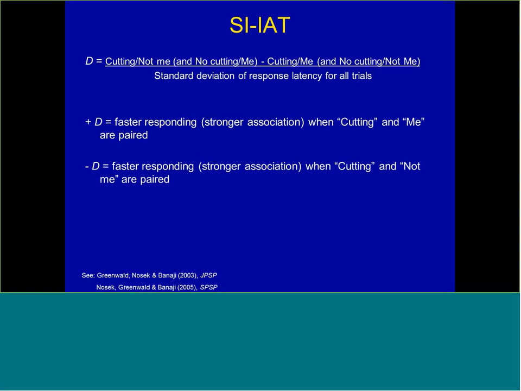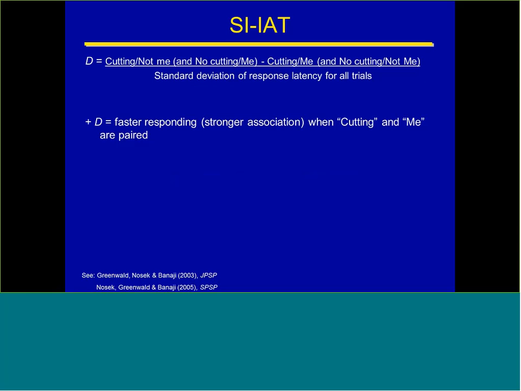And so what we do is generate for each person what's called a D-score. We simply take your average response latency for one pairing, subtract it from the other, divide by your standard deviation of response latencies for all trials to give you a standardized score. And so what we have is a faster score, a positive score, means that you responded more quickly when cutting and me are paired. A negative score means the opposite. So we would expect cutters to respond more quickly when cutting and me are paired, so to have positive scores.